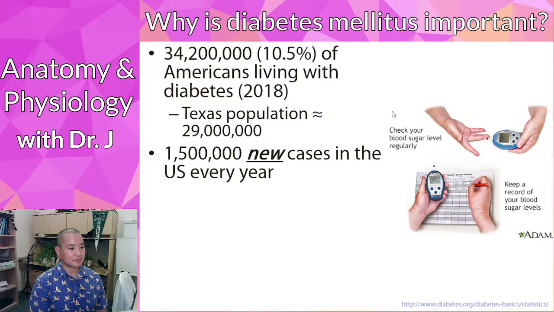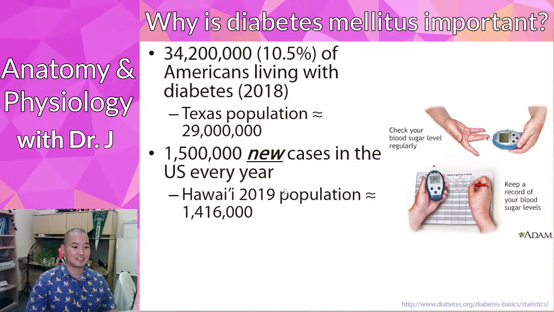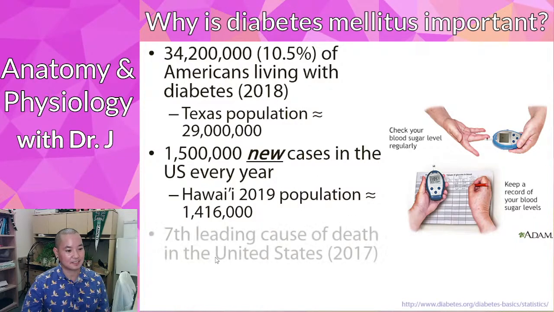Now, there's around 1.5 million new cases in the U.S. every year, and our current population in the Hawaiian Islands is just under 1.5 million. So this is like the entire population of Hawaii getting diabetes every year. That's what we have a problem with, diabetes mellitus in the United States.